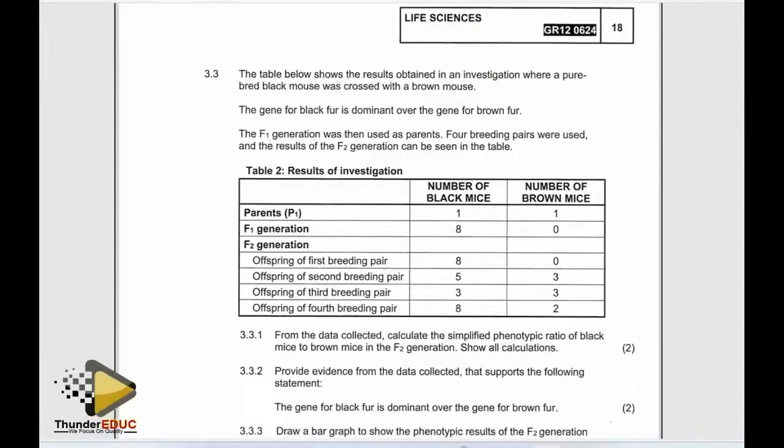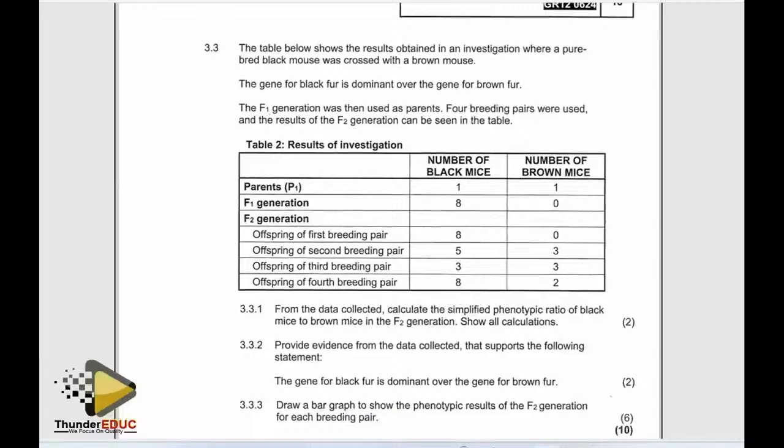Then we go to the next question. They're saying that the table below shows the results obtained during an investigation of a pure breed black mouse crossed with a mouse which is brown. They are saying the gene for black is dominant over the gene for brown. The F1 generation were then used as parents, and the fourth breeding was used as a result of the table.